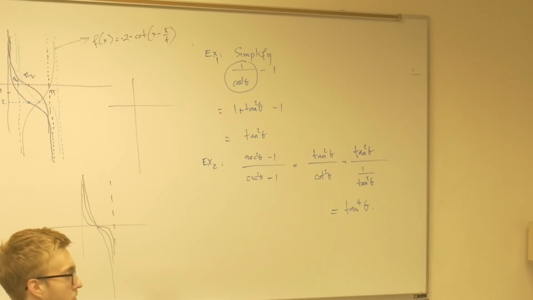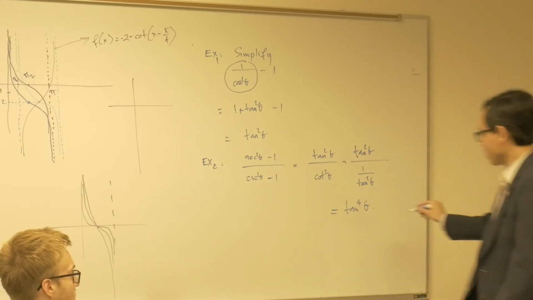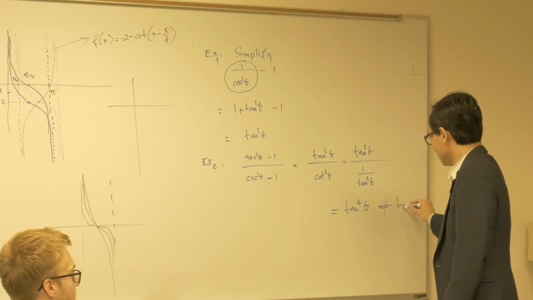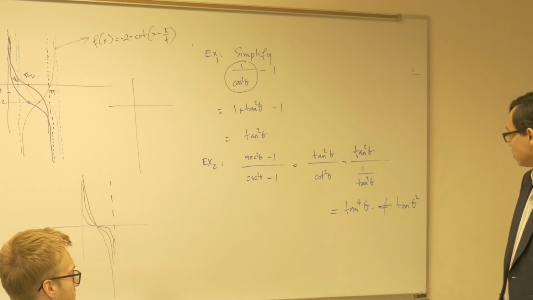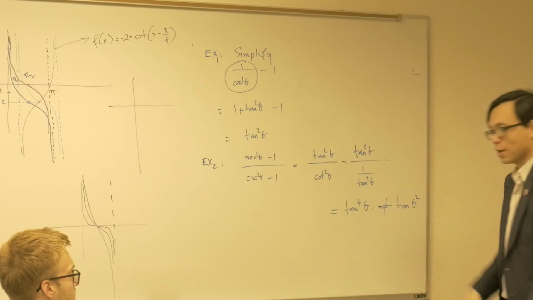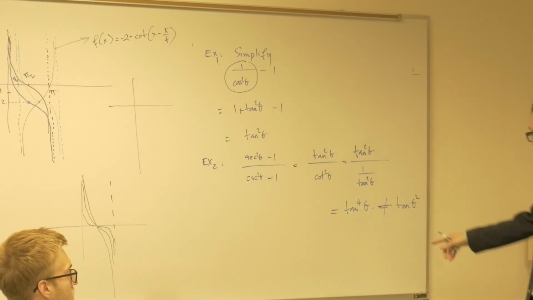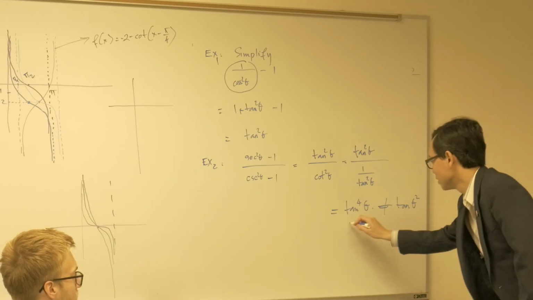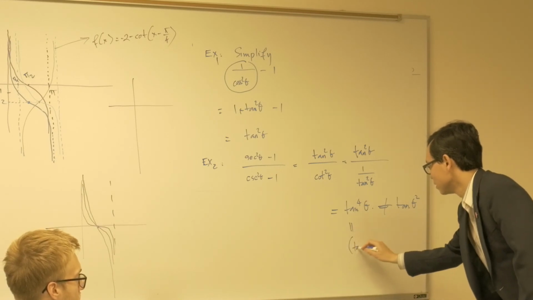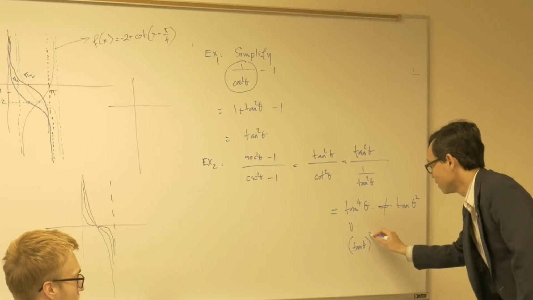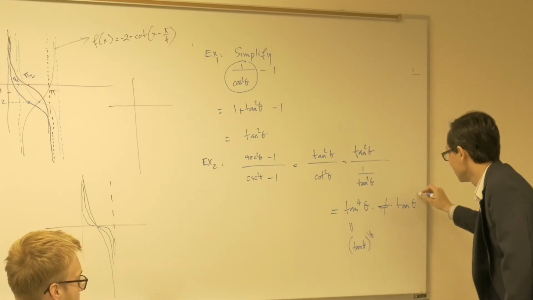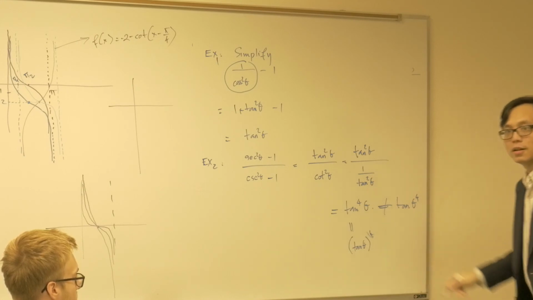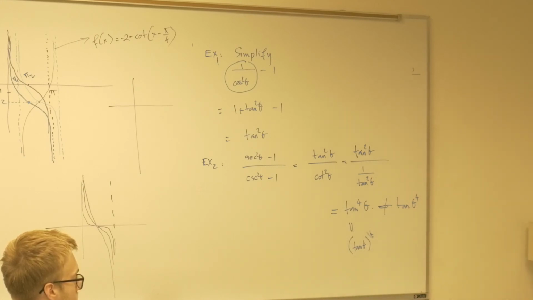Okay. And don't write like this, okay? This is different from this. Some students write like this. So this is the tangent cubed, not the tangent square. So if you want to write like this, you have to write the parentheses. This is the same as this, but it's not the same as this. So be careful. The parentheses change things.